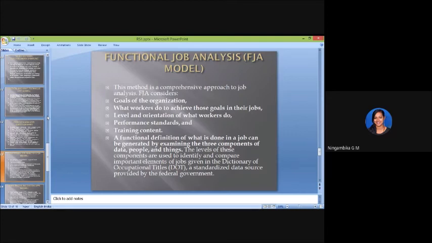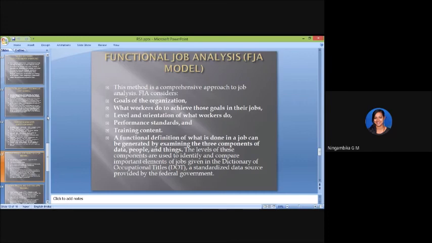As the title says, functional, what exactly are they doing in the job, what type of job, functionally how is he performing, that can be analyzed in this model. So a functional definition of what is done in a job can be generated by examining three components. This information can be gathered based on the three components, that is on which data he is working, who is going to perform, and what are the things required to perform the job. So using these three as a base, they'll analyze the functional job analysis.